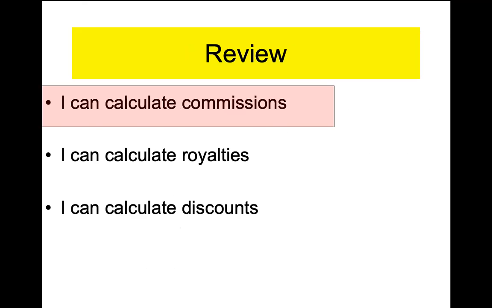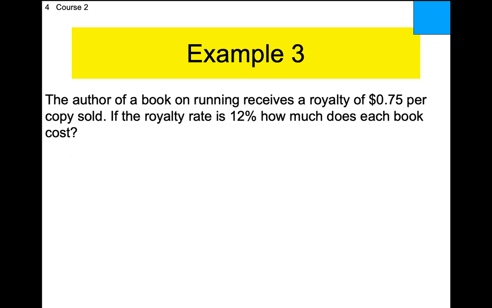All right, we're done with commissions. Let's go to royalties. An author of a book on running receives a royalty of 75, what? Does that say $75? Yeah, totally. So that would be 0.75 of a dollar. You say 75 cents, how do you write 75 cents? 75 with a cent sign. If it's 0.75, that's of a dollar. So technically, I should read this as 0.75 of a dollar, but we know that it's 75 cents.